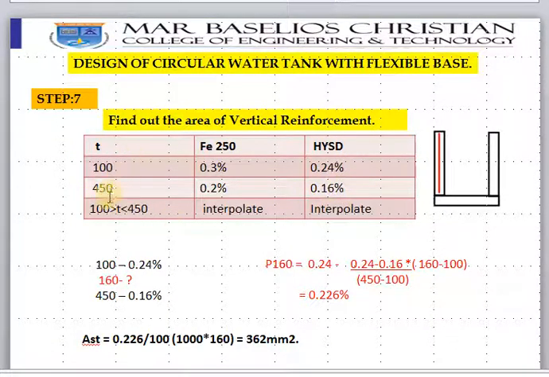So in this, our value is coming in between 100 and 160, so you need to interpolate it. After interpolation you will get 0.226 percentage. Okay, this is the P. So once you have P, find out AST. AST is nothing but P by 100 into area of concrete, that is P by 100 into 1000 into 160.